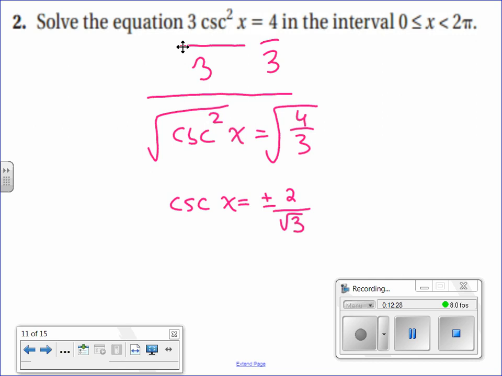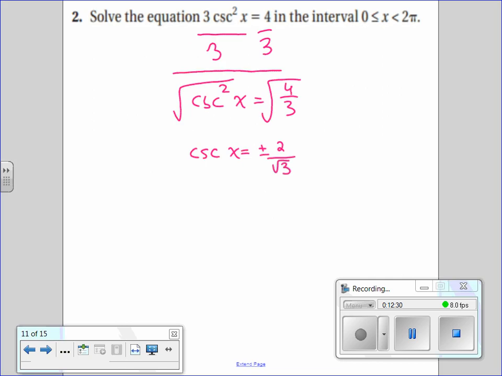All right, it's time to put that reciprocal into action. We do know that cosecant x is equal to 1 over sine. So if I was curious and I wanted to know what sine was, I would just reciprocal both sides. So I can reciprocal the cosecant, and I can reciprocal that 2 over radical 3. So that's going to give me positive or negative radical 3 over 2 is equal to sine x. It's kind of like you flipped them both upside down.